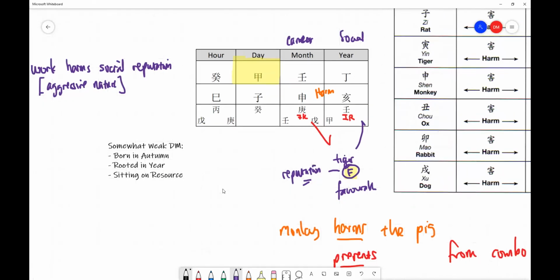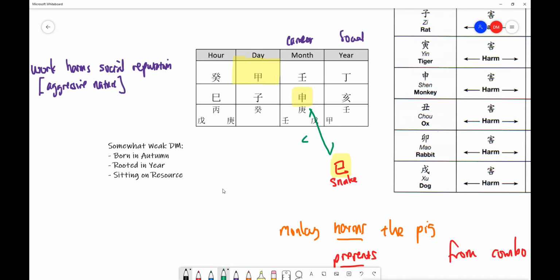Let me do it one more time, but this time let me use a different animal, the snake. Now the snake will want to combine with what? Monkey. The snake wants to combine with the monkey. Therefore, snake and monkey have a combination. But when the snake comes to combine with the monkey, the snake will be clashed with what? Pig. Once again, we have a combo and we have a clash.